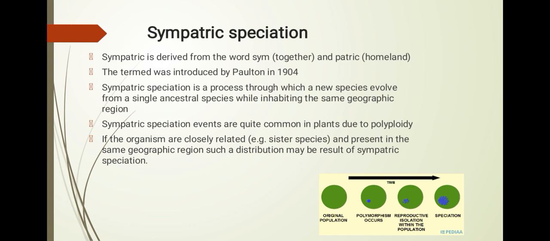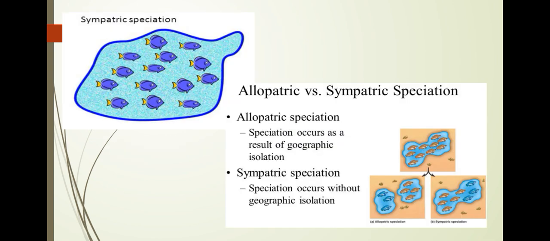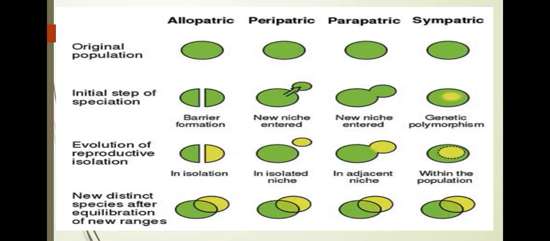Original population, polymorphism occurs, reproductive isolation within the population, speciation. Then sympatric speciation, allopatric versus sympatric speciation. Allopatric speciation occurs as a result of geographic isolation, but sympatric speciation occurs without geographic isolation. Original population, allopatric, peripatric, parapatric, and sympatric.